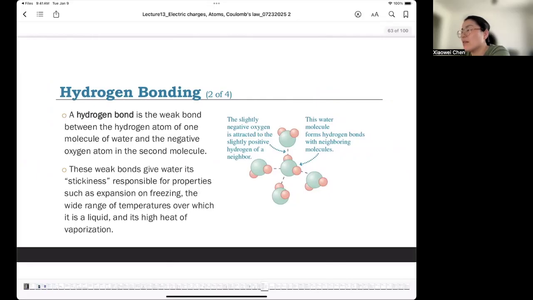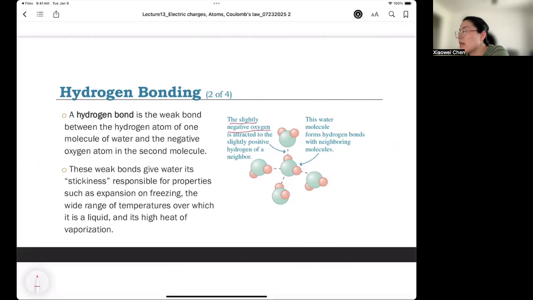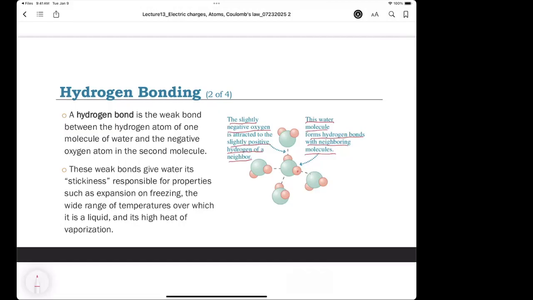We know water is a liquid, and at high temperature it will vaporize, and when frozen it also expands. That's the reason: the slightly negative oxygen is attracted to the slightly positive hydrogen of a neighbor. This water molecule forms hydrogen bonds with neighboring molecules. Actually, this bond is weak, which means the water can be transferred. Okay.